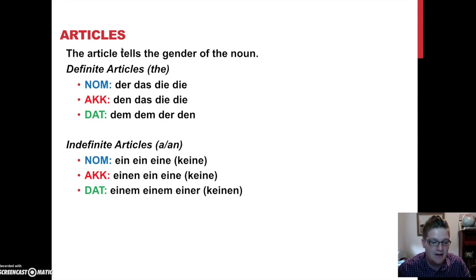But keine, which means none, follows the same rules as the indefinite articles. So we throw that in there. So keine is our example for plural. In the accusative case, einen is the masculine article. Ein is the neuter, which stays the same. Eine is the feminine, again the same. And keine for plurals, again the same. And like with definite articles, in the dative case, everything changes. Einem for masculine, einem also for neuter, einer for feminine, and keinen for plurals.